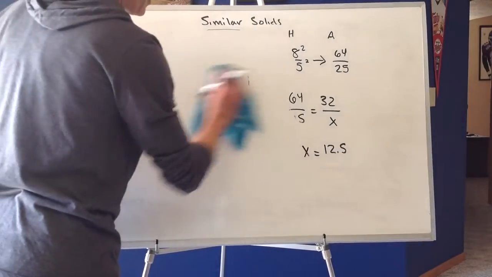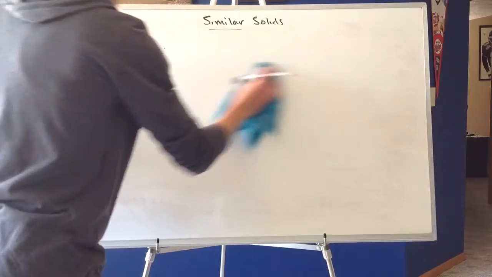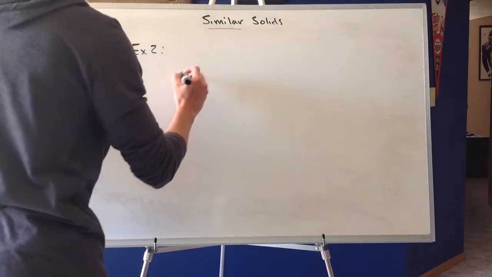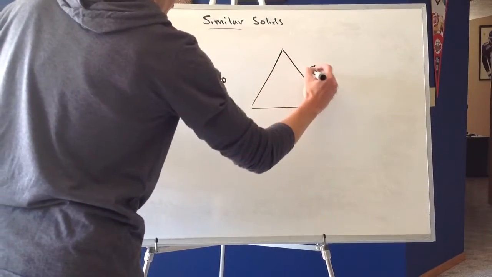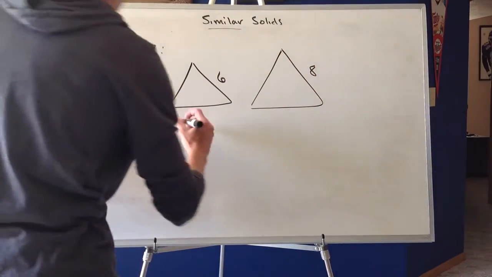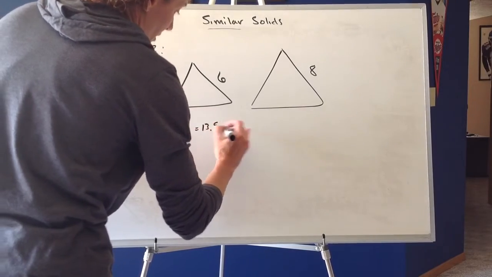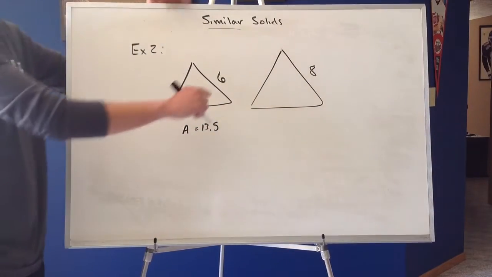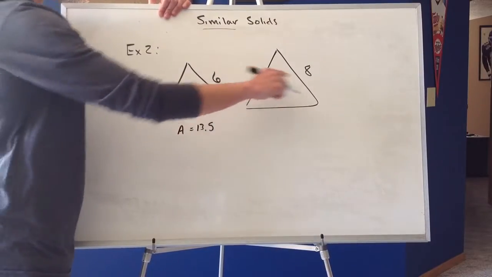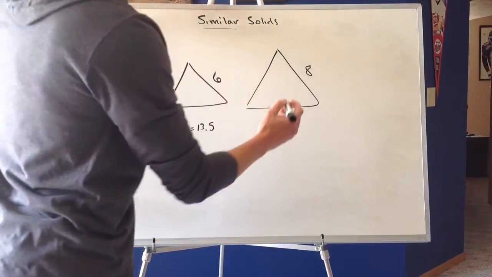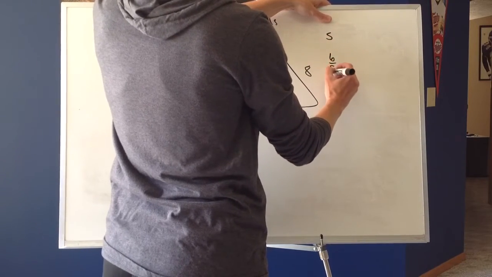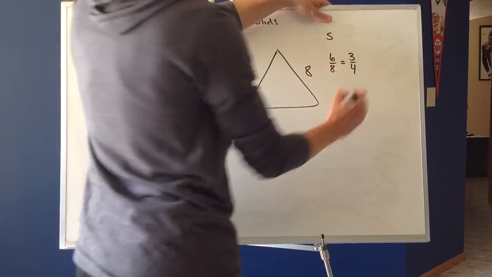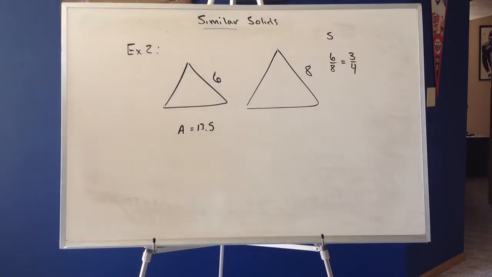Kind of do the same idea with the second one here. This time you're dealing with a triangle, but that's fine. Doesn't really change anything for us. Okay, so same idea. The pieces that match up would be the 6 over the 8. And those are dealing with the edges or the sides. Again, I'm going to reduce that down to 3/4. We always want to reduce if we can reduce. Just makes things easier for us.